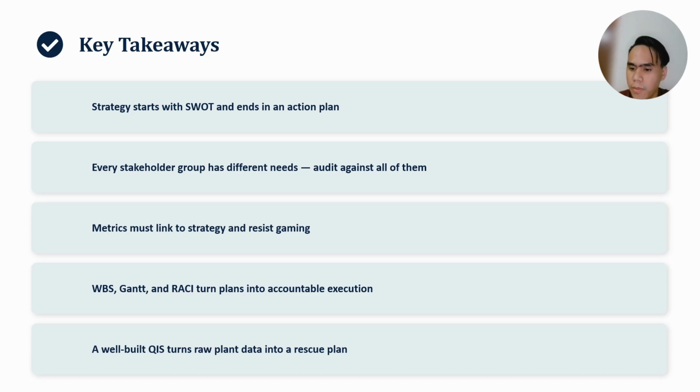And fifth, a well-built quality information system turns raw plant data into a genuine rescue plan. The Texas packaging plant case study is proof that the right combination of sensors, networking, and thoughtfully designed reporting can take an operation from break-even to best in class within two years.